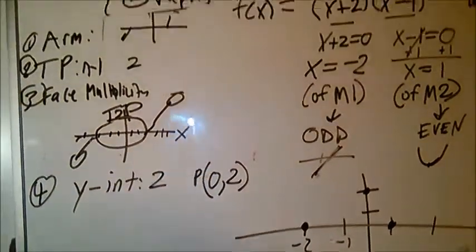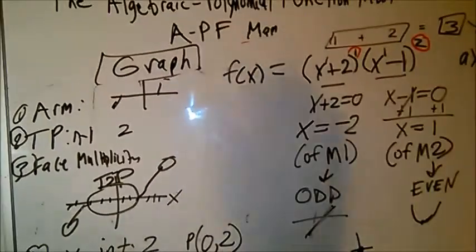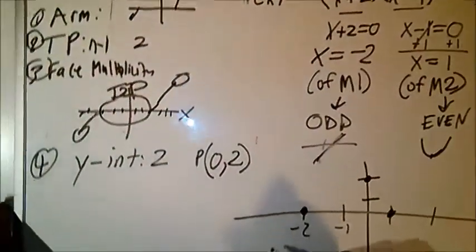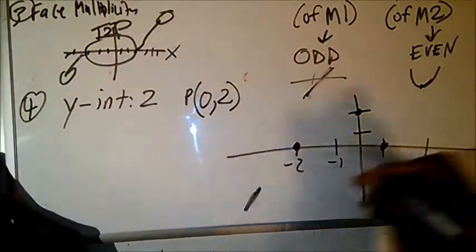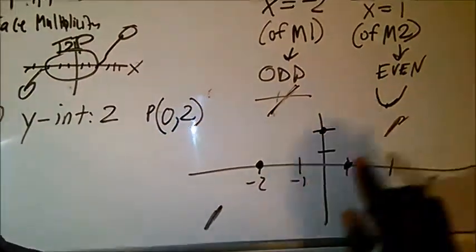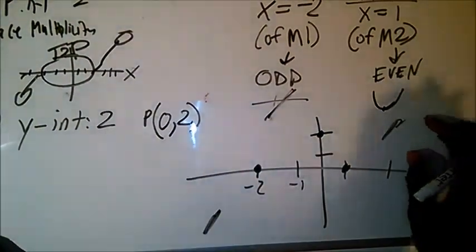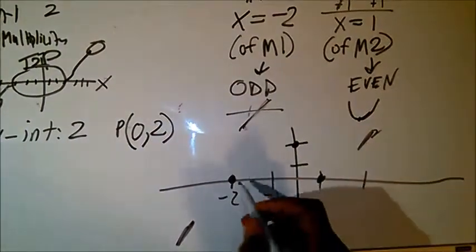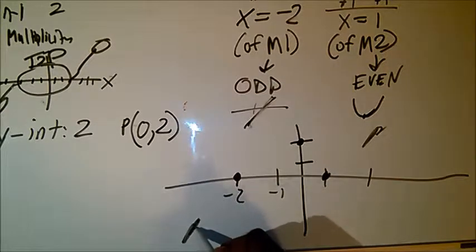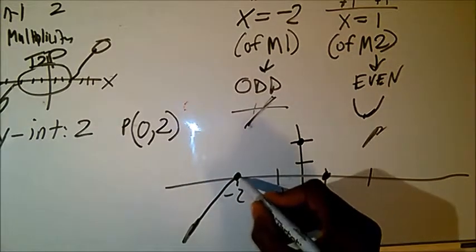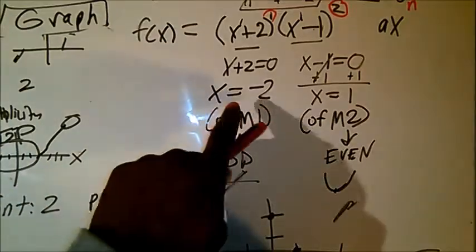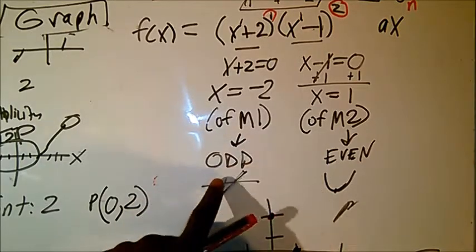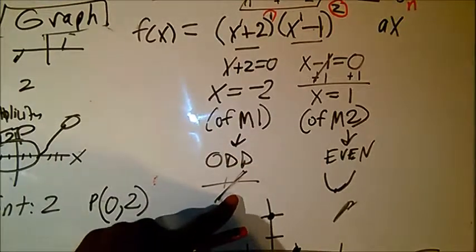And let's graph it. Our arms were what? Our arms were odd, weren't they? So if it's odd, it's going to start down here and end up here somewhere, right? Down left, up right, in the lower quadrant and upper right quadrant. So we start down here, and we go up to the first point, which is x equal to negative 2, of multiplicity 1, right? And that's odd. Odds are strange, right? So they do what? Odds cross over.